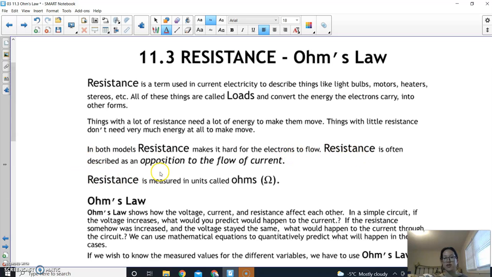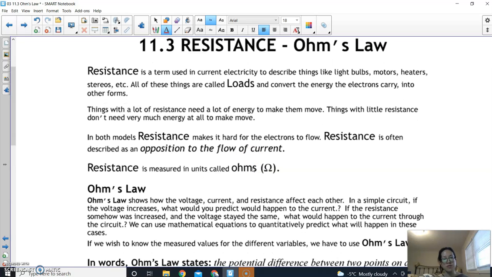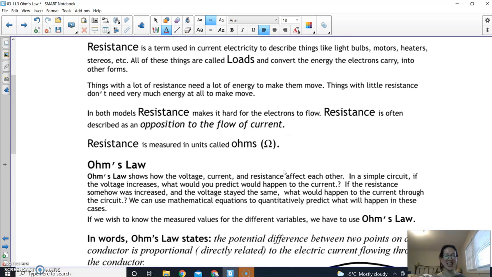Resistance is often described as the opposition to the flow of current. We use ohms, O-H-M-S, like ohm. The symbol for the unit is omega, which is a letter in the Greek alphabet. I think it looks like a shoulder with a head in between, like this, so in case you forget.